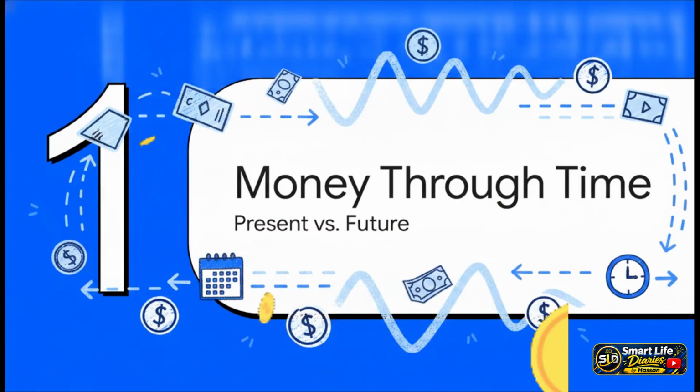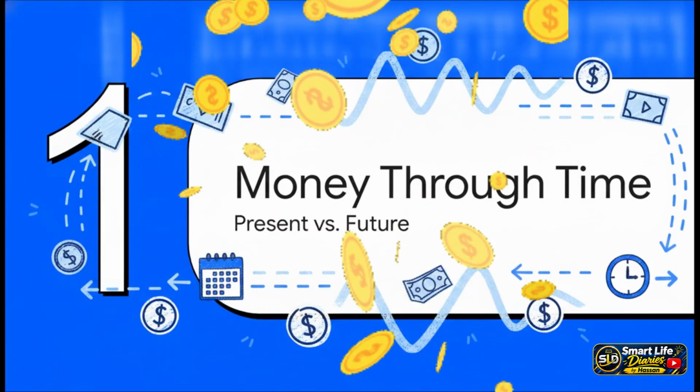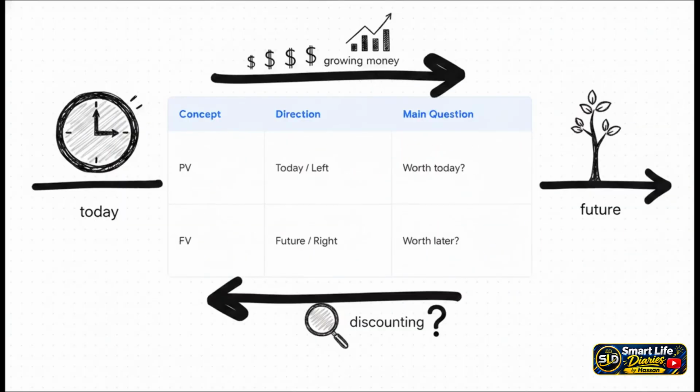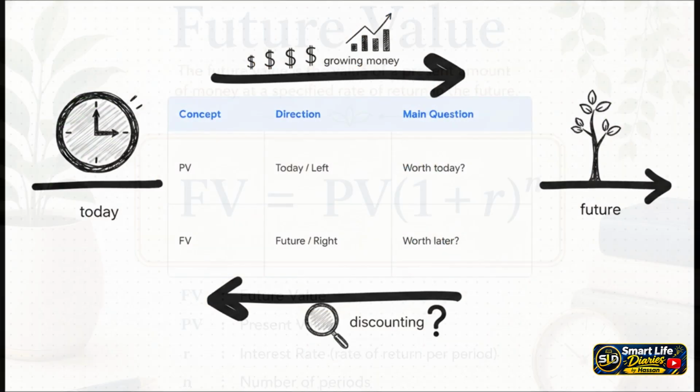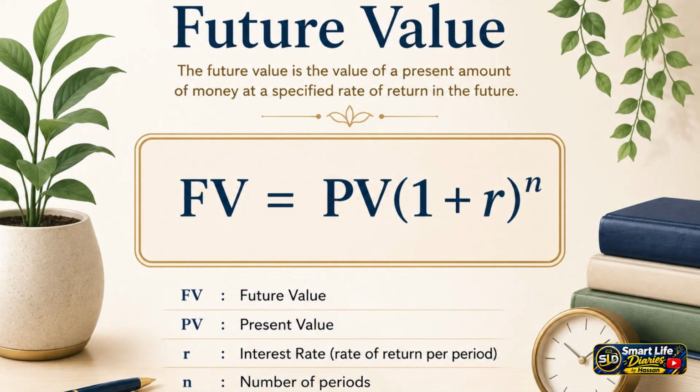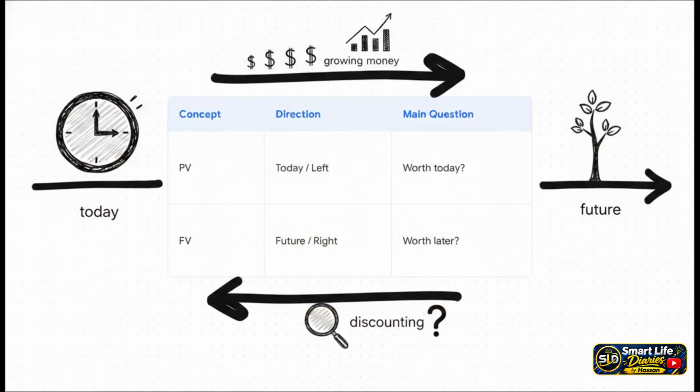Section 1. Money moves through time, present versus future. To truly grasp TVM, you really have to stop thinking of your bank balance as just a static snapshot and start thinking of it as a traveler moving along a timeline. Present value, or PV, is anchored to today. It asks, what is a future pile of cash actually worth right now? Future value, or FV, sits in the future, asking the exact opposite. What will the money I have today become later on? Moving forward in time is growing your wealth. Moving backward is discounting it.